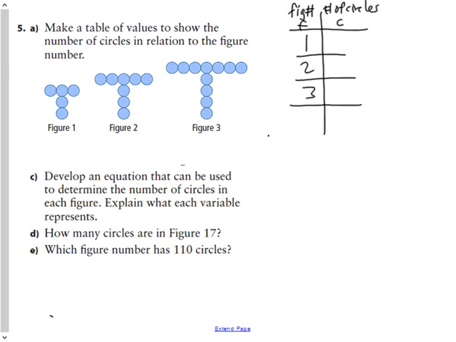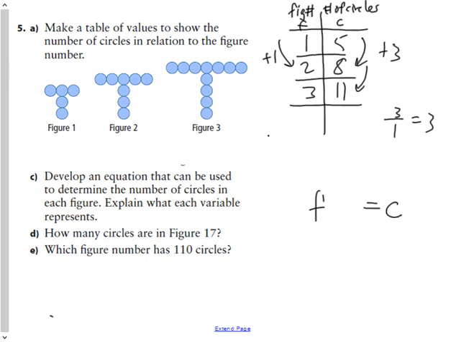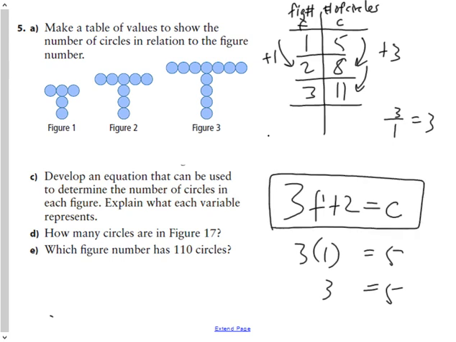Okay, so in figure 1 there are 5 circles. In figure 2 there are 8 circles. And in figure 3 there are 11 circles. Develop an equation. So we're going to find their differences in the y column, which is adding 3. The differences in the x column, which is adding 1. 3 divided by 1 is 3. So therefore, in my relationship between F and the letter C, the coefficient for F is 3. Take any ordered pair. I'm going to take the first one because it's easy, so 1 and 5. 3 doesn't equal 5, but again, just like the last one, if I add 2, I have my equation.